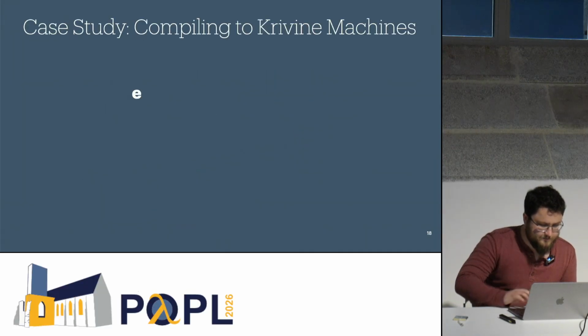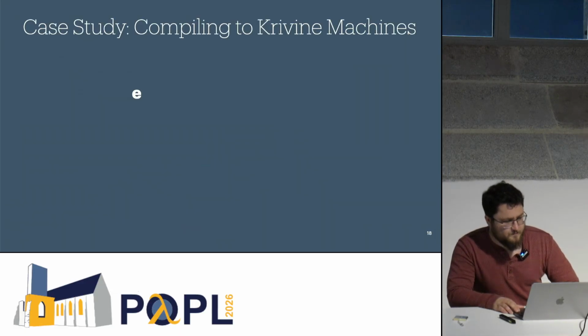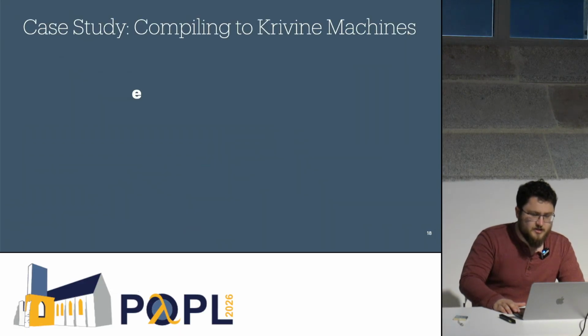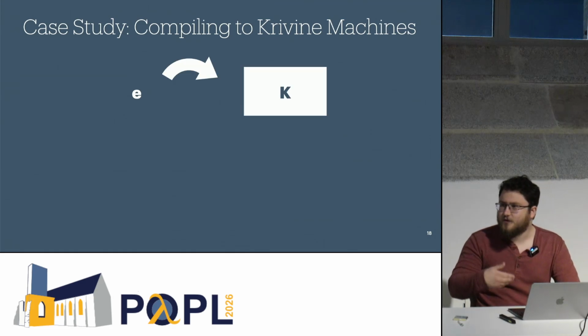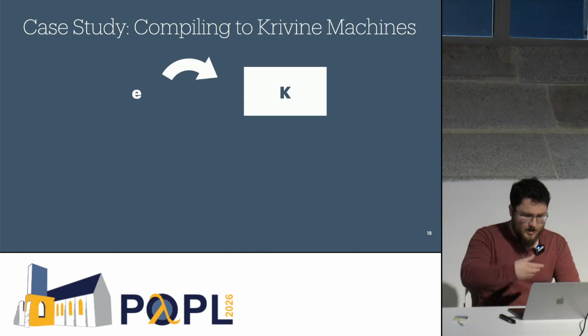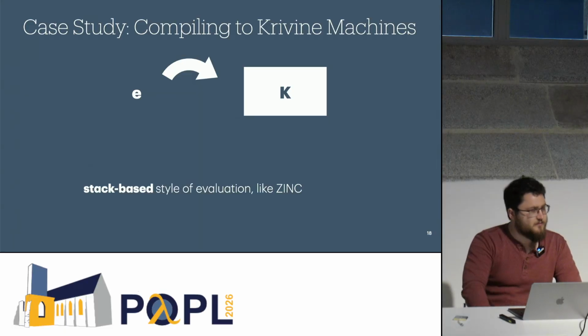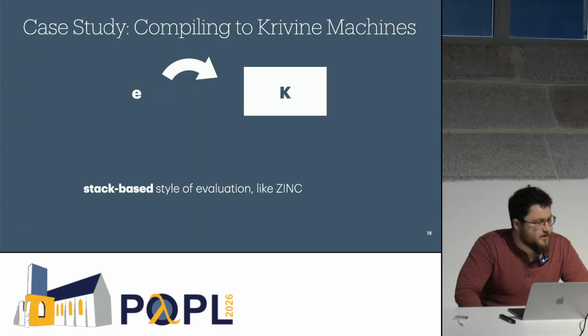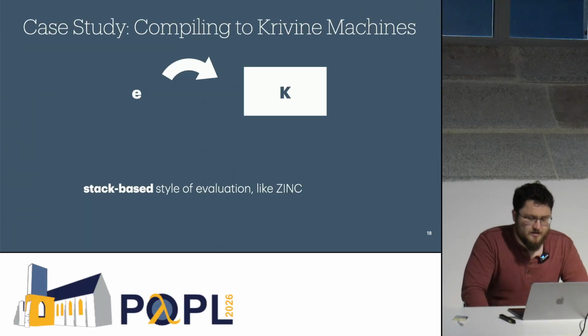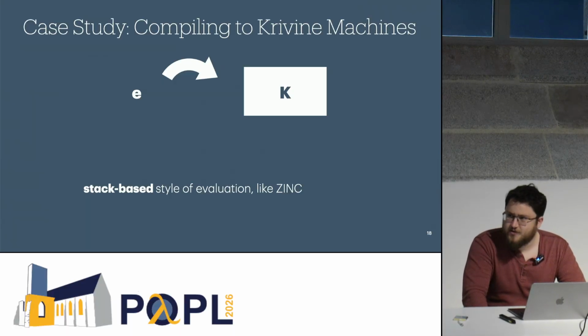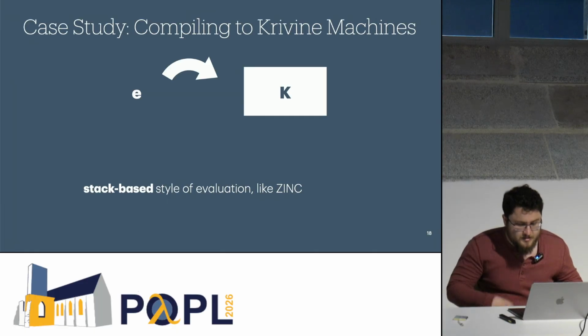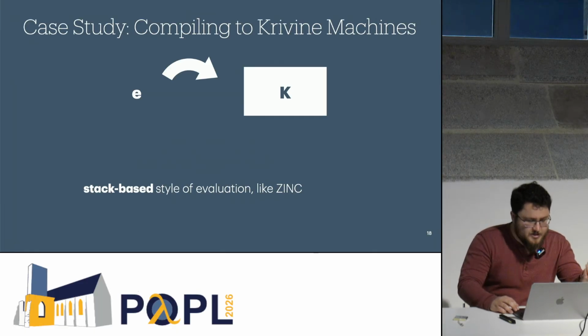So what we did is we considered compiling our PCF language by tossing it into a Krivine machine, or K-machine for short. A K-machine is just a stack-based model of computation, kind of like the Zinc abstract machine, which underlies OCaml's bytecode interpreter. So this simple compilation actually has some real-world parallels, and we would like to verify that it is correct.